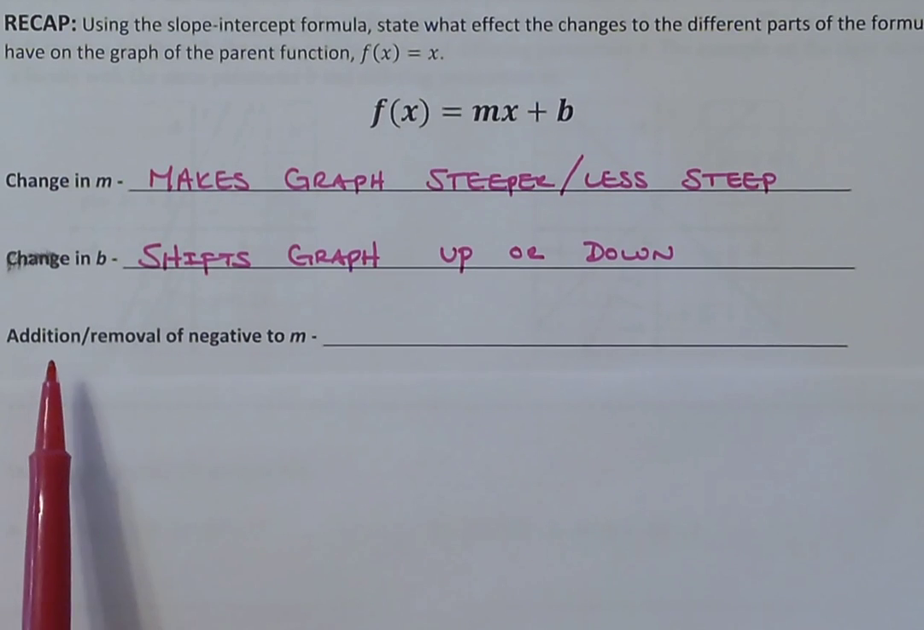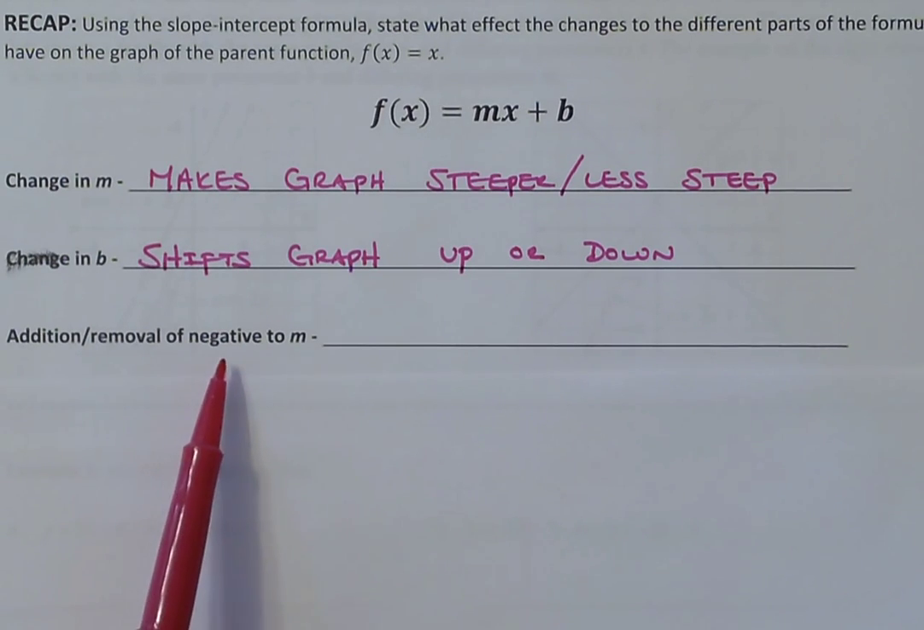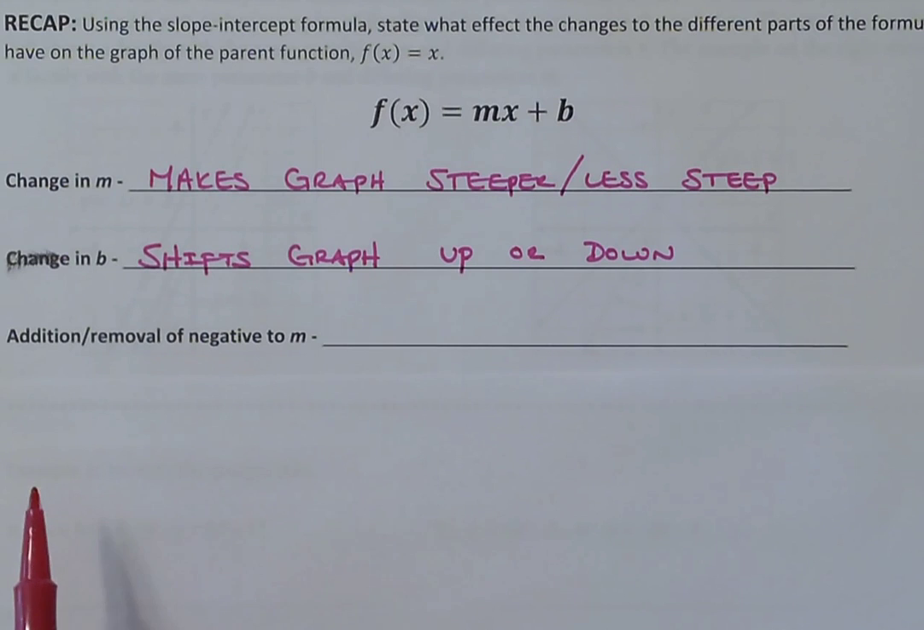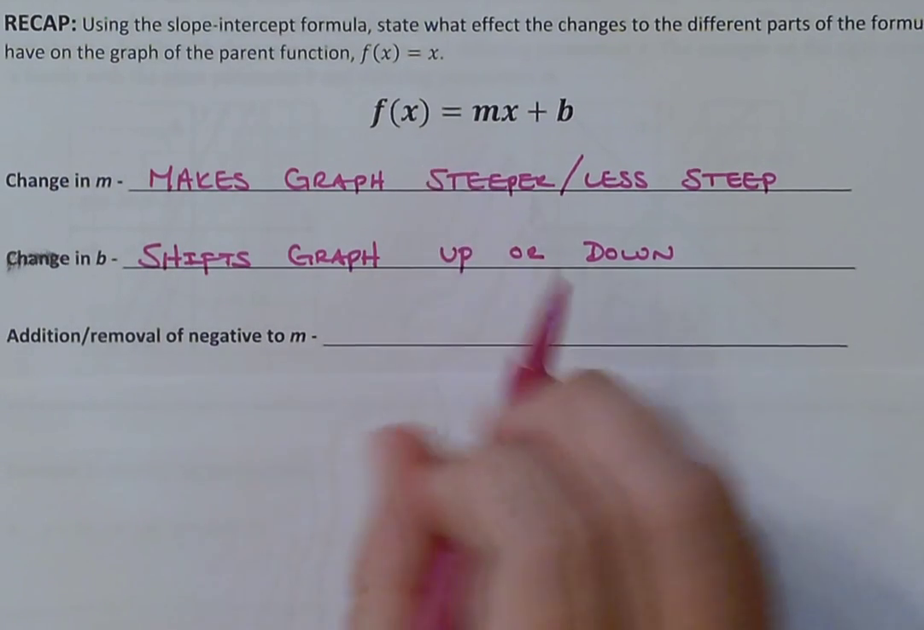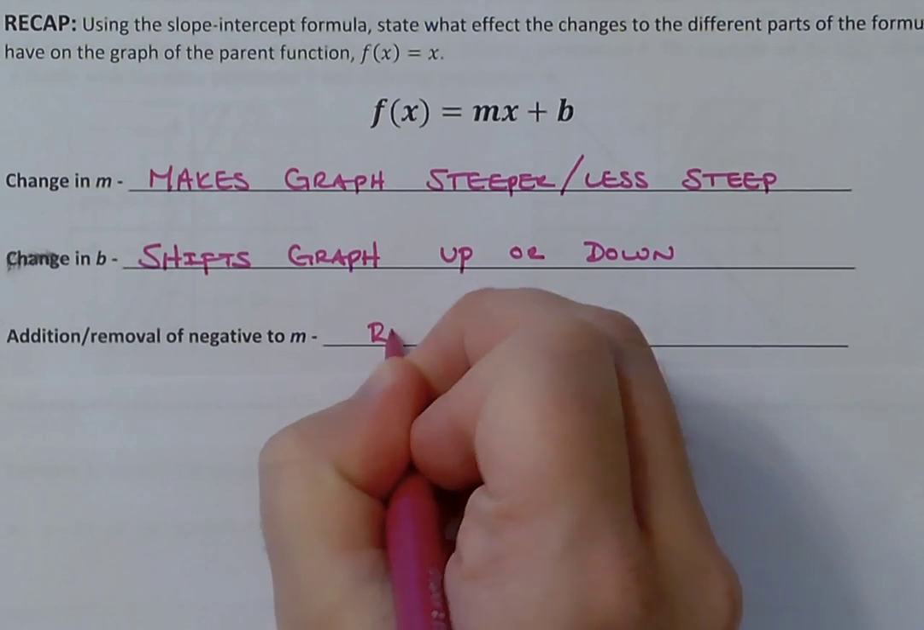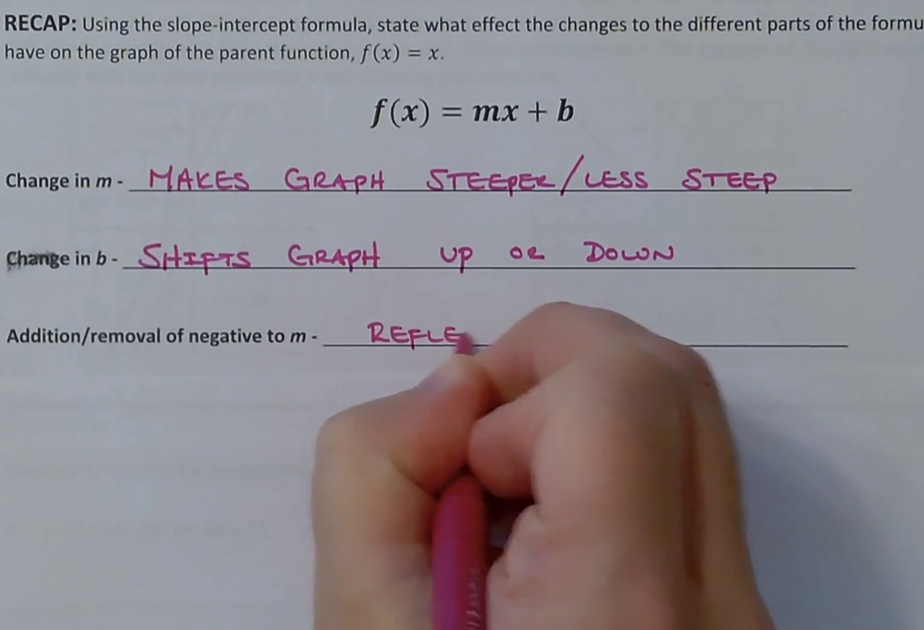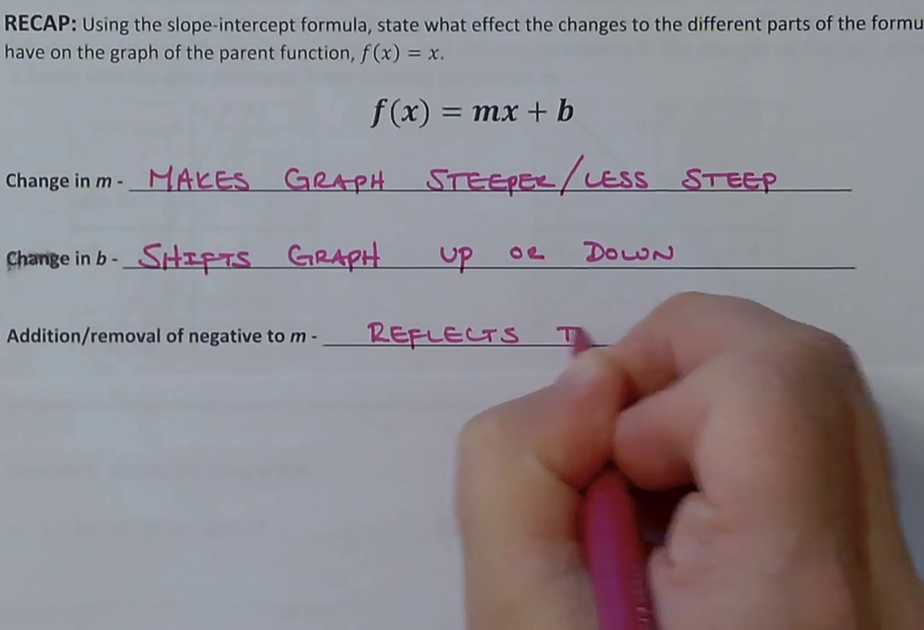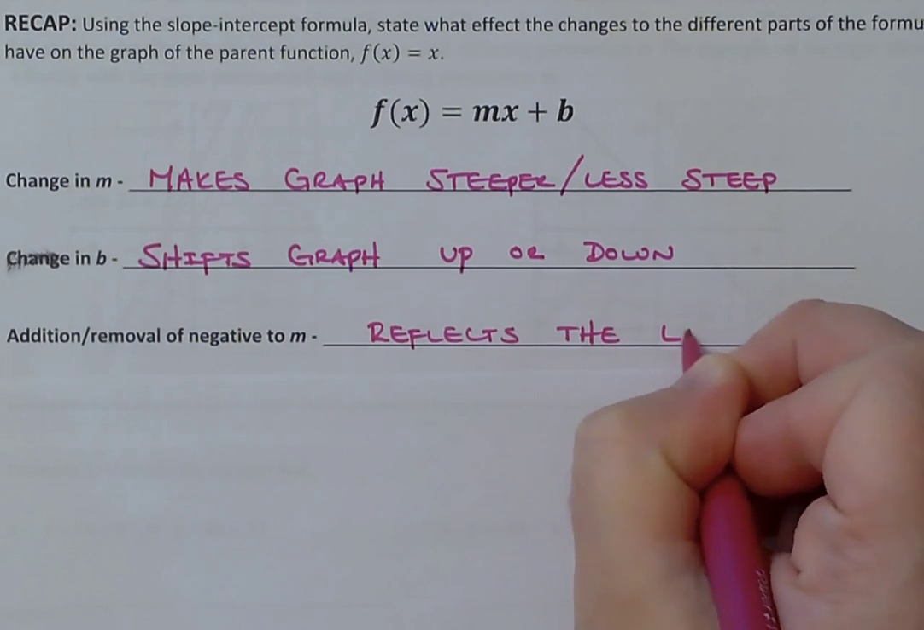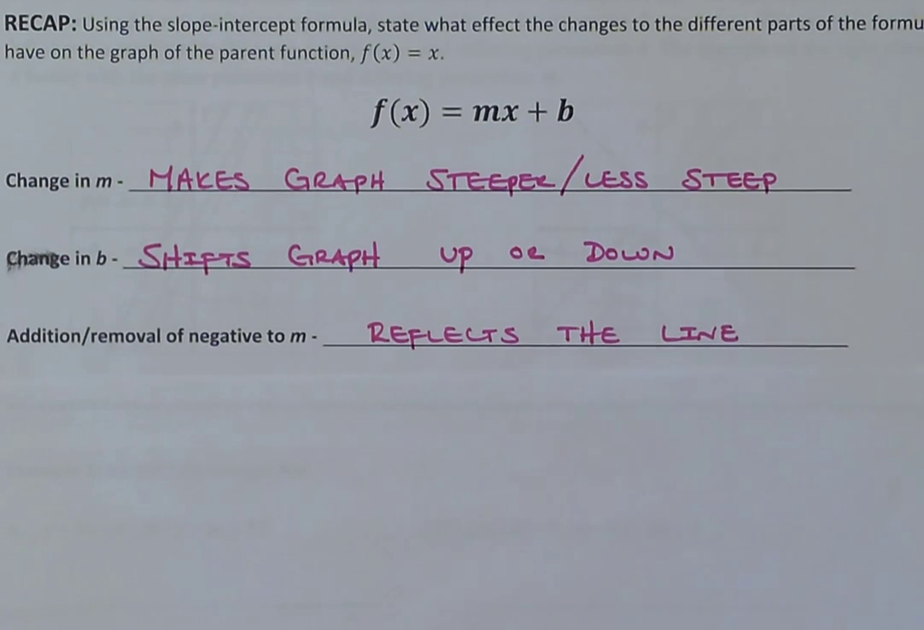Now, the last point is an addition or removal of a negative to the value of m. If we add a negative or if we remove a negative from this m value, that is going to reflect the graph. So that is the summary of everything that we have just talked about since the start of this video. And we're going to go through and apply that concept to our examples next.